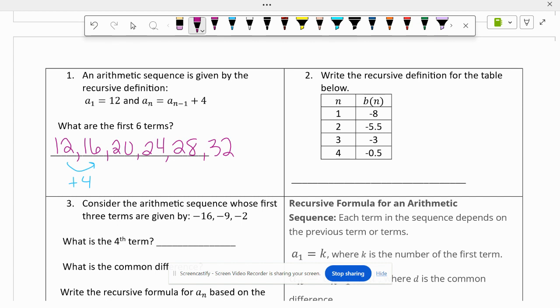Number 2, it says, write the recursive definition for the table. I'll make copies of all this stuff. Thank you so much, Mr. Reynolds. I appreciate it.